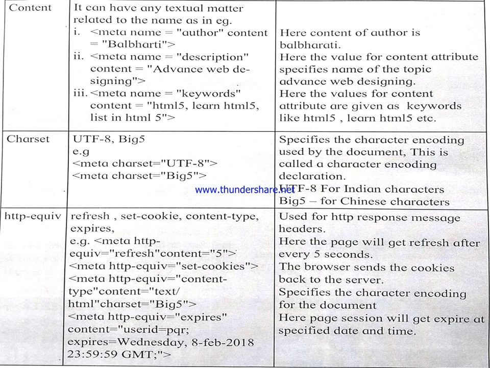So content specifies the detailed information about the name attribute introduced with the help of meta tag. Third is character set. UTF-8, as we know that Unicode system is there. Part of that Unicode system is UTF-8 or Big 5. These are some character encodings used by documents. This is called a character encoding declaration. UTF-8 is used for Indian characters and Big 5 is for Chinese characters. So you can specify the character set according to your own choice.